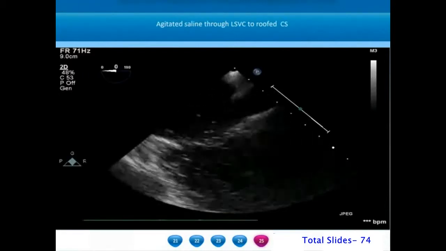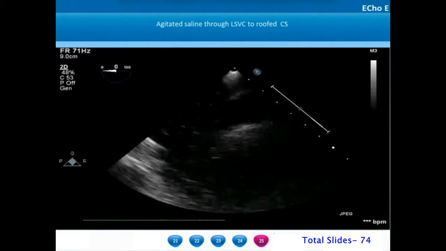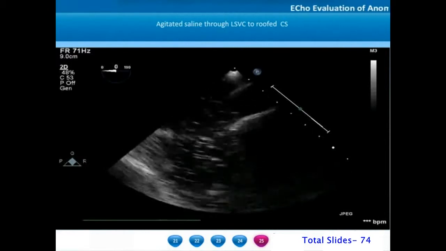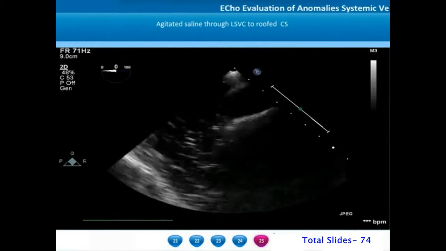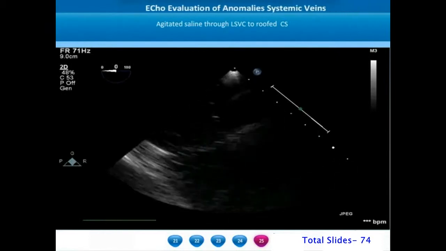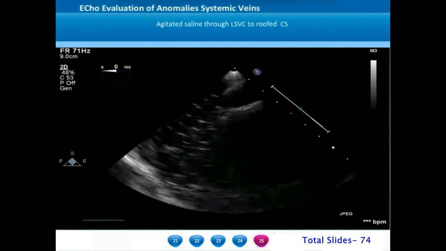When we inject agitated saline through the left cubital vein, we can appreciate the contrast entering into the right atrium through this dilated coronary sinus.